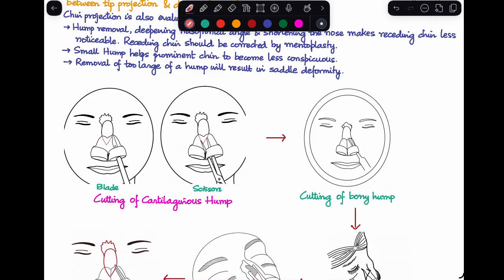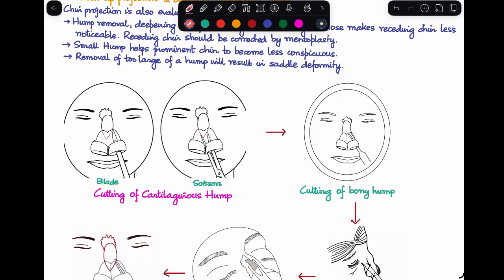So now the first step: we have already decided how much hump removal we are going to do. So the extent of the hump to be removed has to be first marked with the help of gentian violet. That will help you in guiding for the hump removal. Then you are going to expose the dorsum of the nose and visualize it with the help of a nasal retractor. So if we have cartilaginous hump as well as bony hump, in that case, first we are going to take care of the cartilaginous hump, and then we are going to take care of the bony hump.